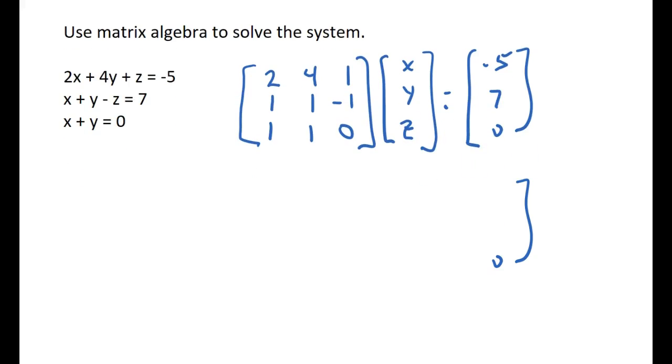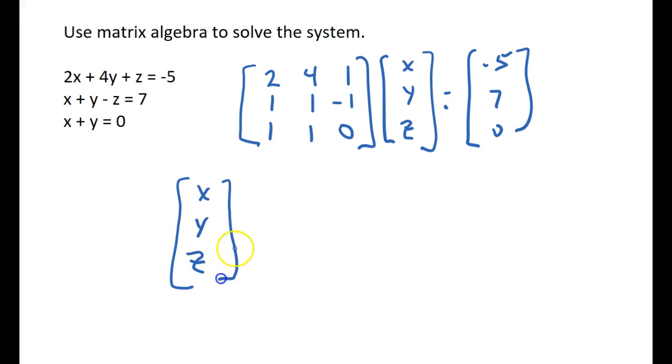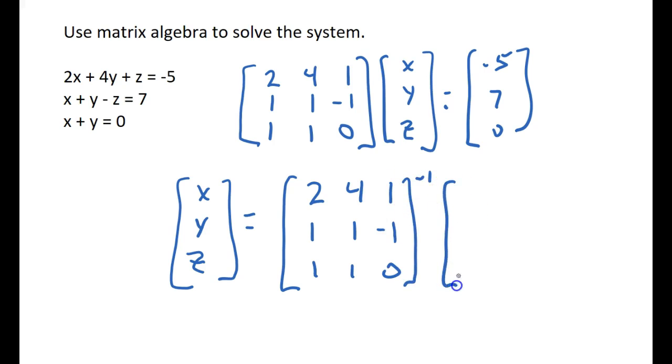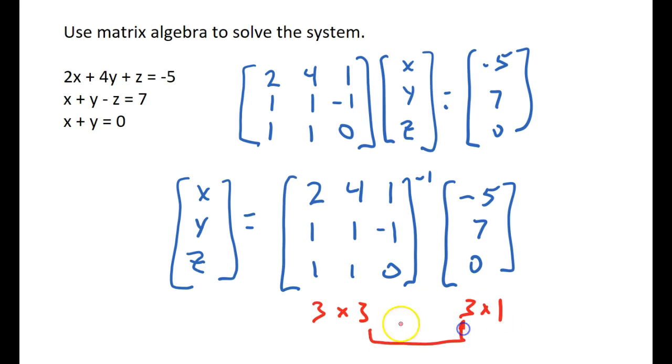And solving for x, y, z, x, y, z is equal to the inverse of 2, 4, 1, 1, 1, -1, 1, 1, 0, times our constant matrix. Now you have to do it in this order, okay? Because remember, I have a 3 by 3, and here I have a 3 by 1, and the columns of this matrix have to match the rows of this matrix, okay? So it won't work to do the constants times the inverse. It has to be the inverse times the constants.